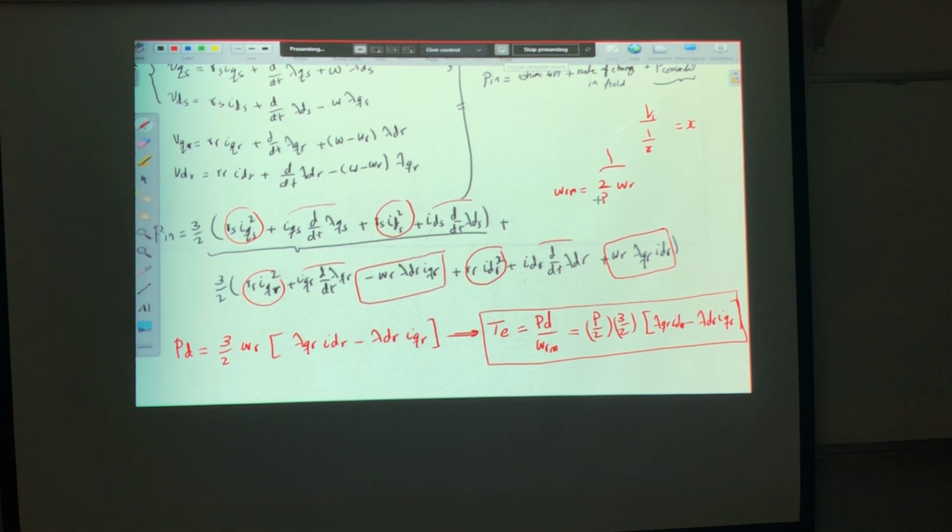Now someone will say, what about if I'm assuming that the rotor is rotating by omega r speed?